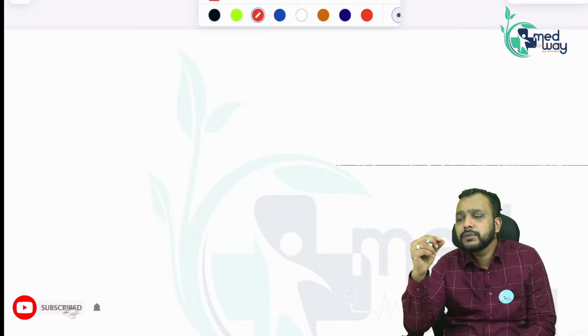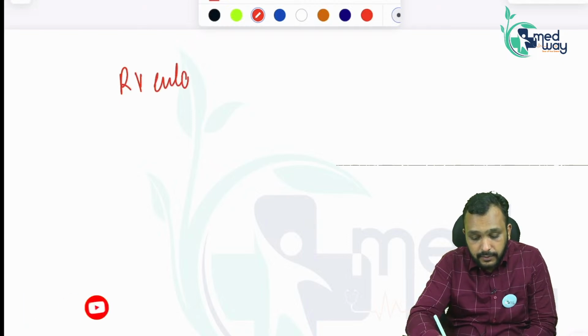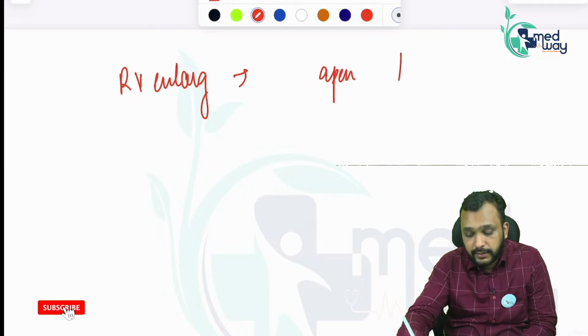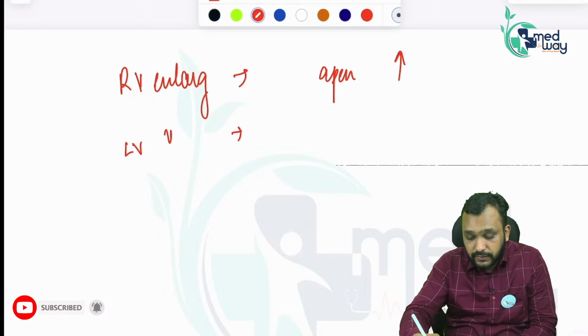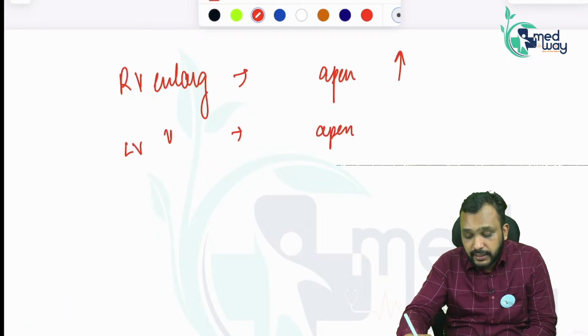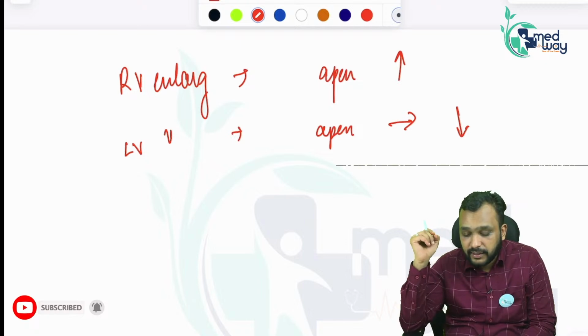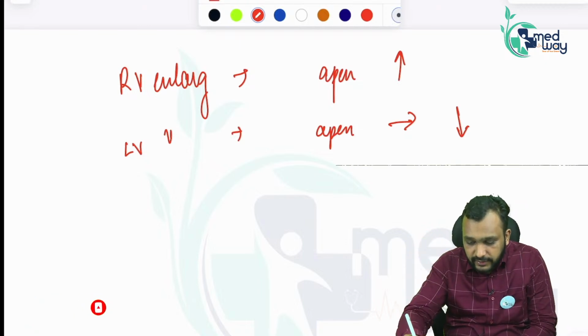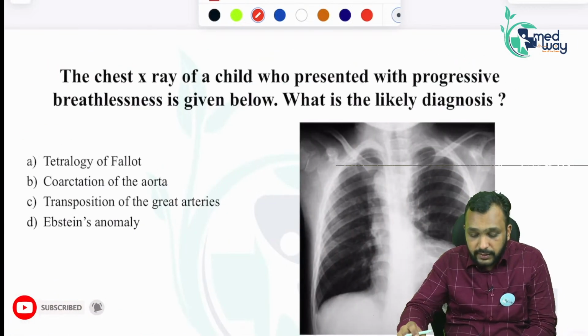So you should know what happens in RV enlargement. In this you will see that the apex of the heart is going to shift upwards. In LV enlargement, you will see that the apex of the heart will shift laterally and inferiorly. So these are important signs of left ventricular enlargement. RV hypertrophy or enlargement, you all know, is seen in patients with tetralogy of Fallot, right?